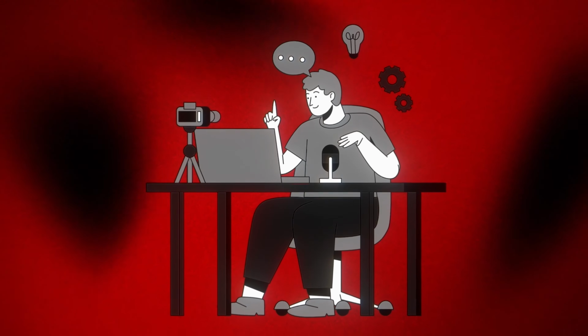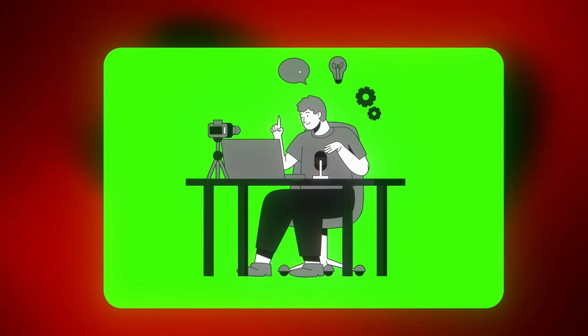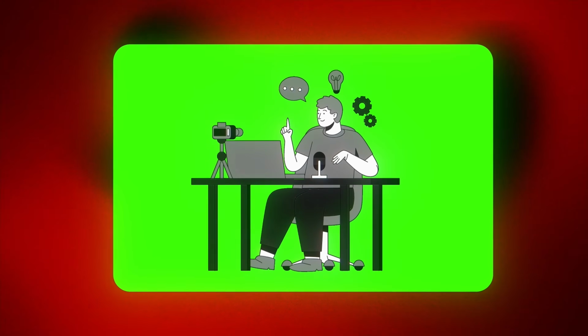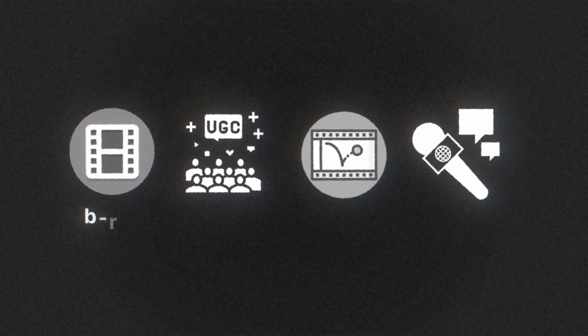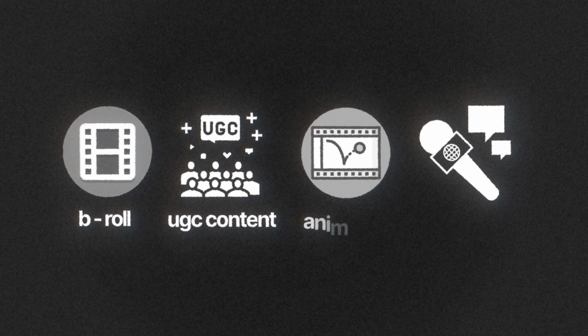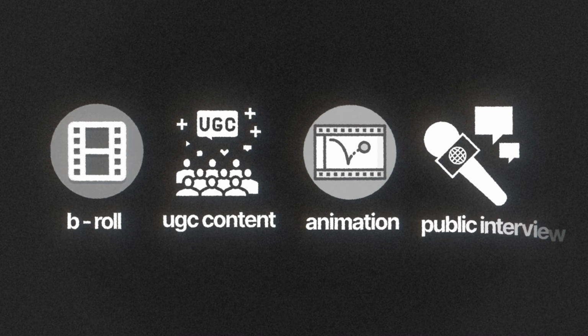99% of the time it's a call to action, but even inside of the realm of call to actions, there are multiple options. The animation, is it a simple talking head video? Is it maybe an animation with a green screen of a talking head video? Really get the understanding of what's happening here. Then make notes on what are they using. Is it B-roll? Is it UGC content? Is it purely animation? Is it public interviews? Like, get an understanding of the content type.